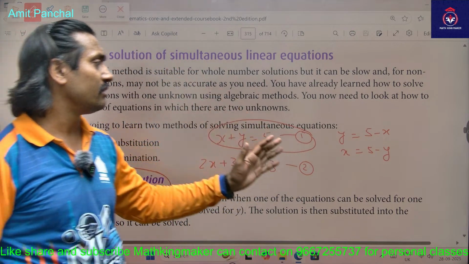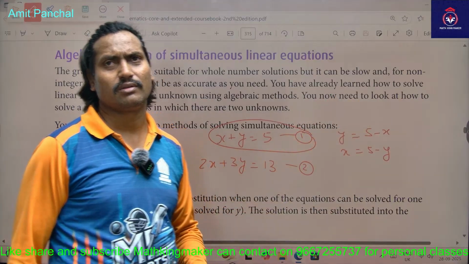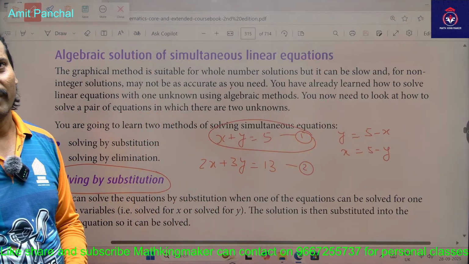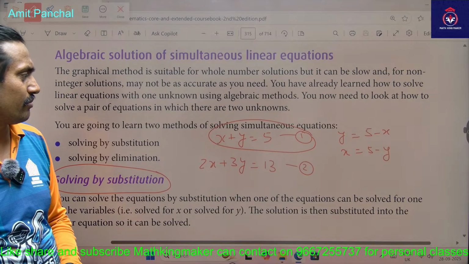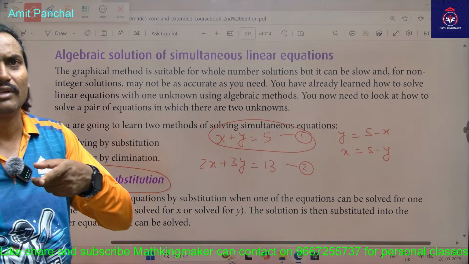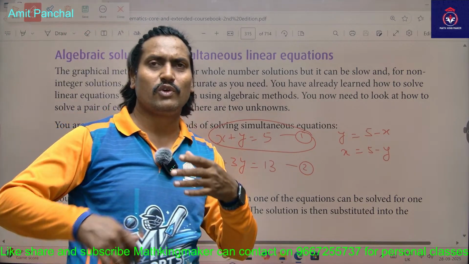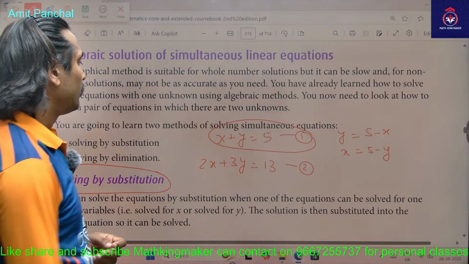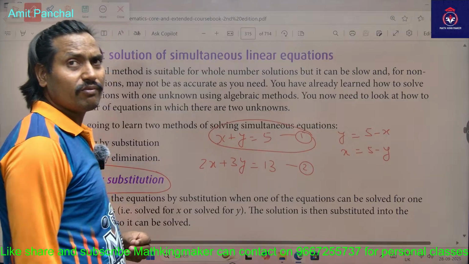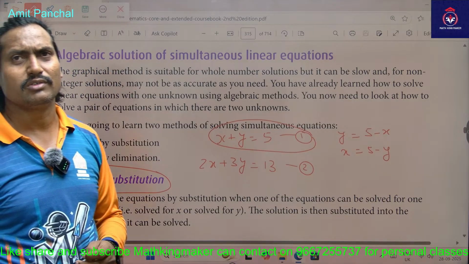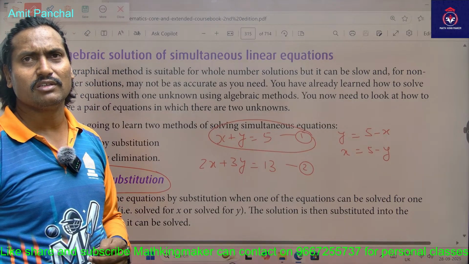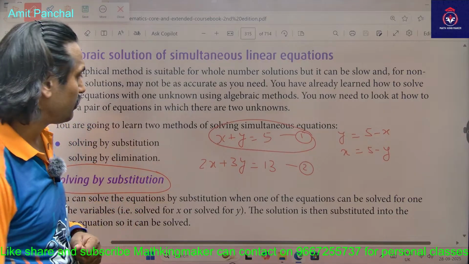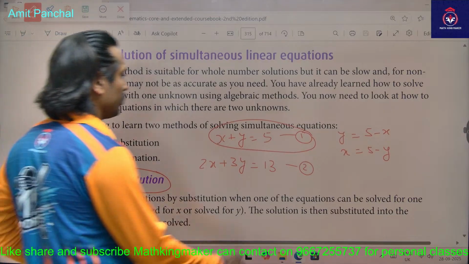Just avoid it if there is any fraction. Fractions you need to avoid, but that will also work if you are not able to avoid the fraction. We avoid fractions because of simple calculation. If it is a fraction, it's not a simple calculation. It is just a more complex one.